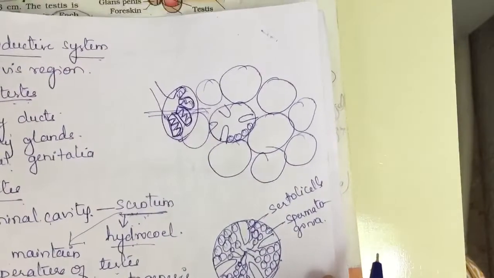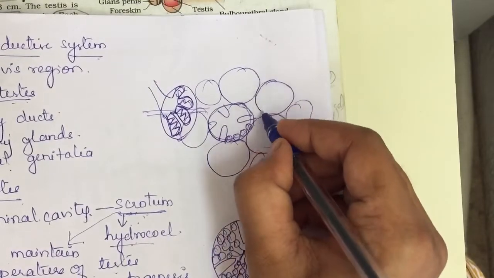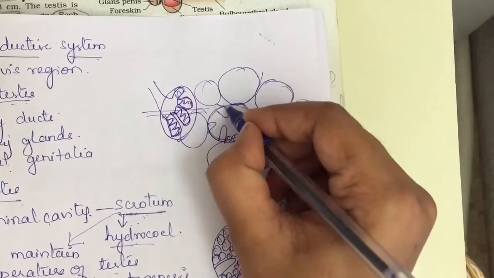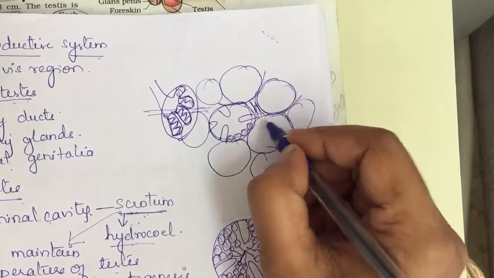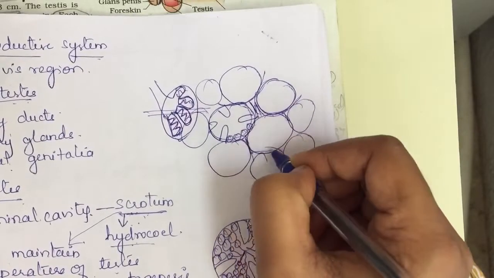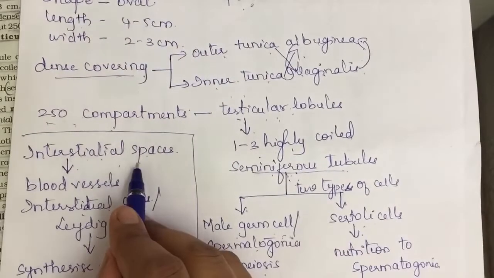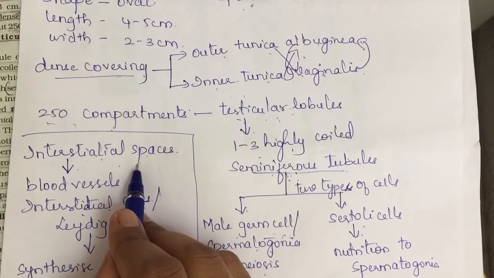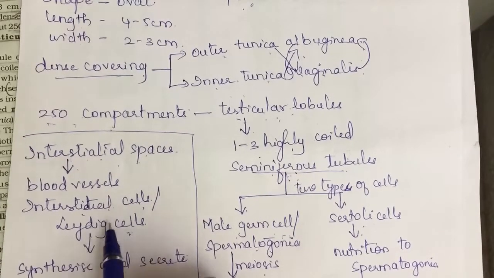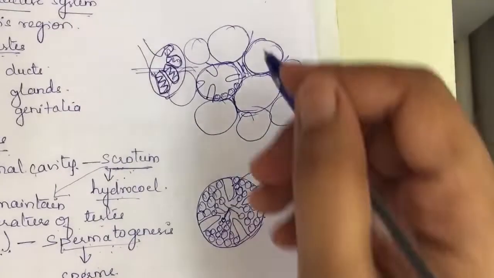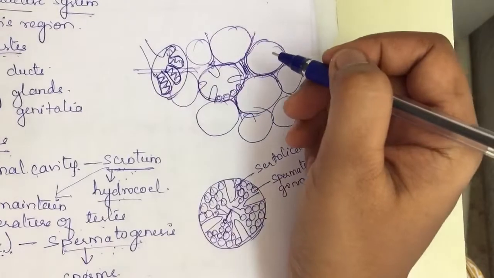Now in this picture we have shown many seminiferous tubules. In between the many seminiferous tubules there are spaces, the space which you can find here. What do we call that space? It is called the interstitial space. Okay, what does it consist of? Blood vessels and interstitial cells or Leydig cells. Now in this space there will be the presence of blood vessels and interstitial cells or Leydig cells.